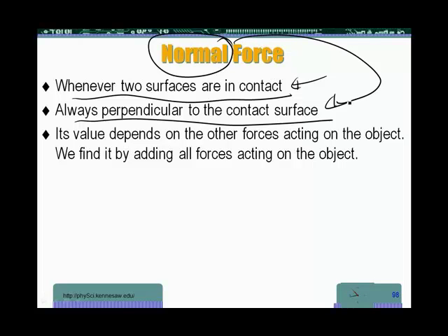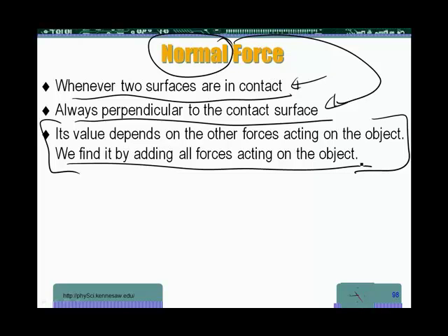Now, one key point here, we are not going to have an easy equation for the normal force like we have for the gravitational force. The normal force is going to depend on what's going on in that particular situation. Its value is going to depend on the other forces acting on the object. We find it by adding all forces acting on the object and determine what's balanced and what's not balanced.